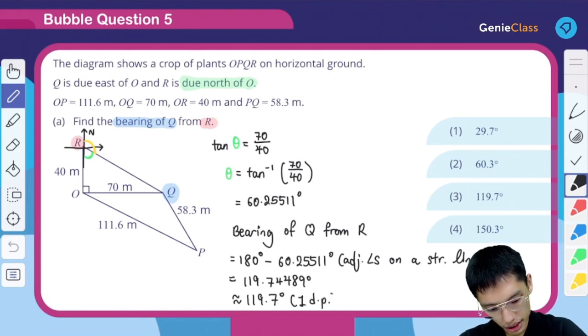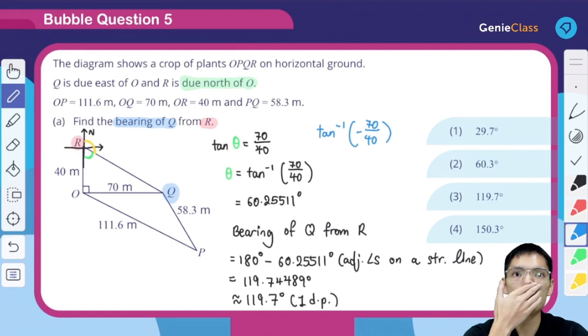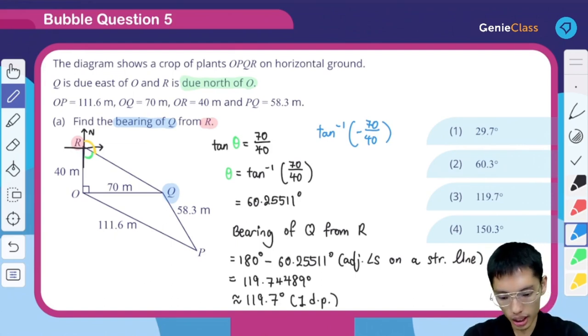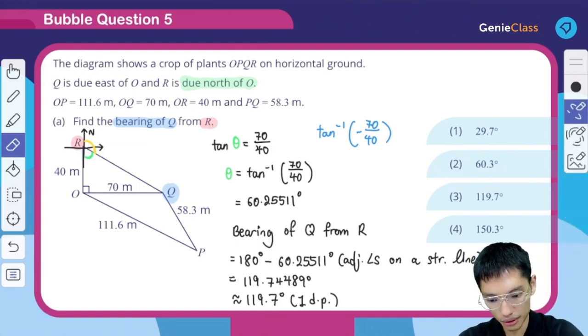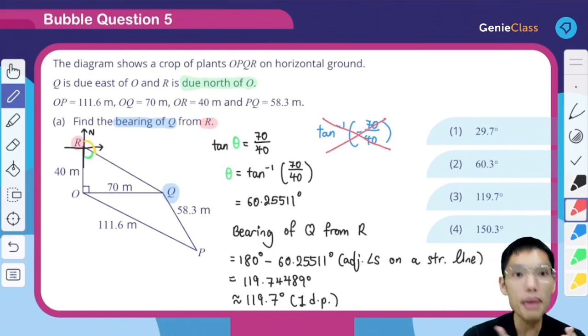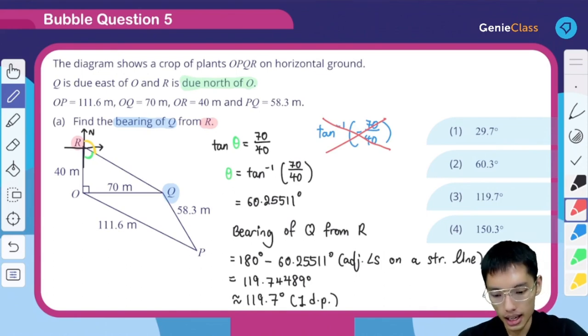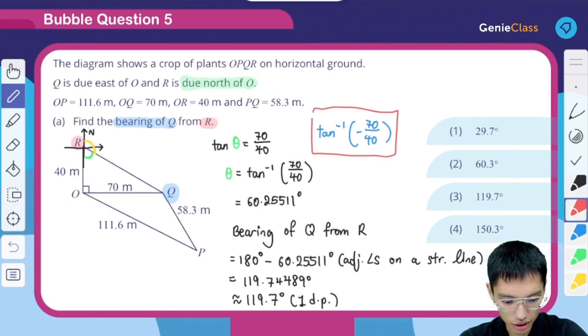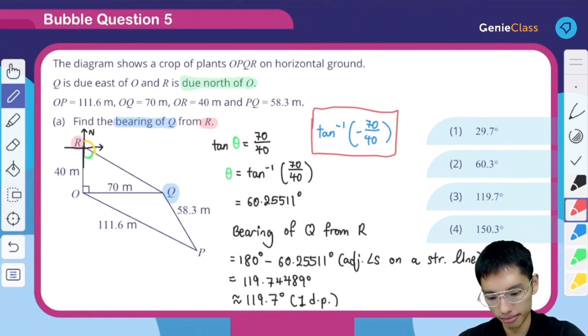So for Denise, I think you can try. Key in your calculator for tangent inverse of negative 70 over 40. You will get 119.7 degrees. For the rest, don't get daunted. You don't have to do this, alright? Again, you don't have to do this. But for those who have some A math background, some of you may approach this. Okay? But for Denise, you can give it a try. Key in this, you should get 119.7 as well.